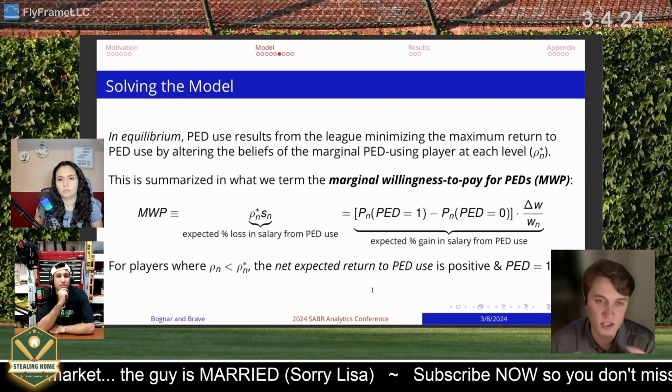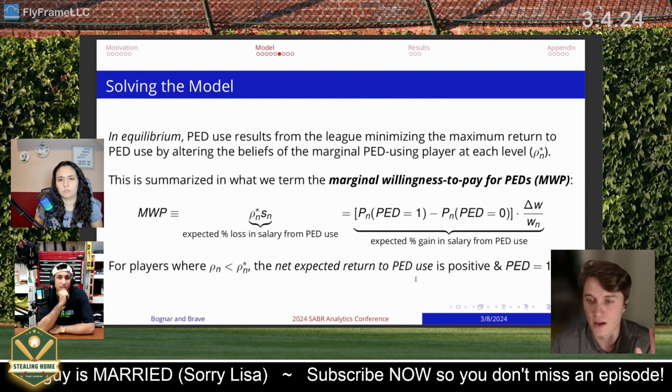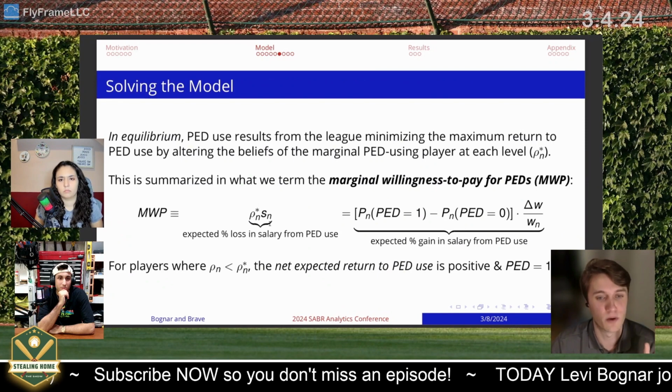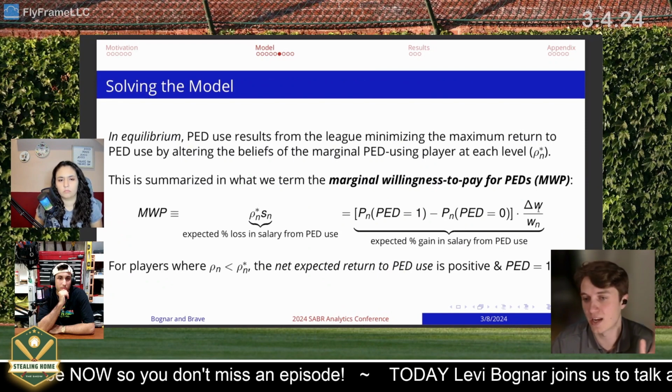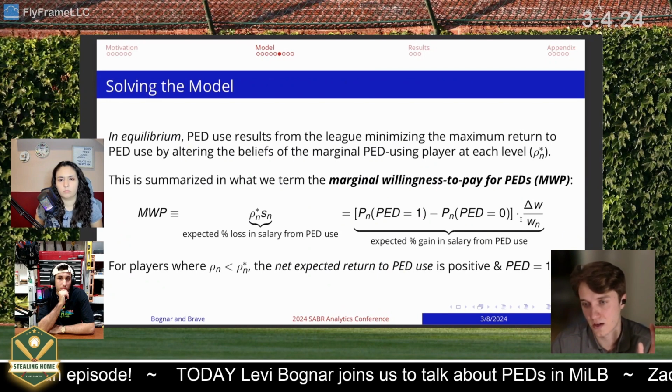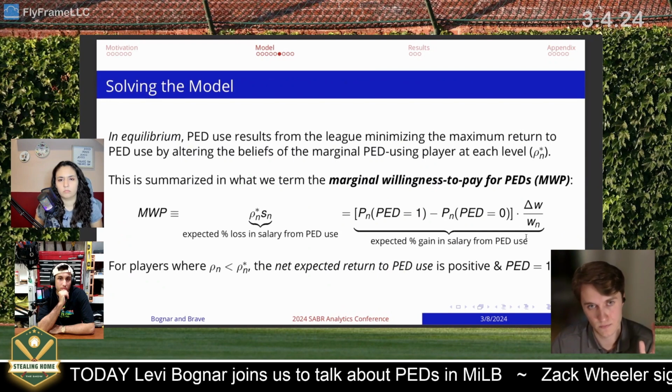And so essentially, we're just highlighting from the league's perspective how they can change the suspension beliefs of the marginal PED using player by changing these two variables right here. In other words, just the wage determinants.